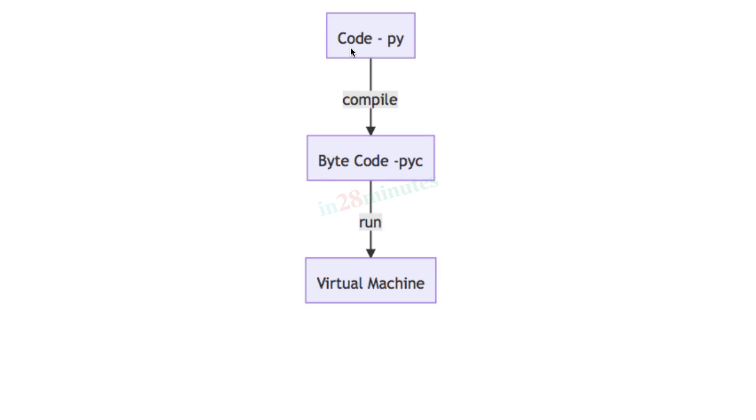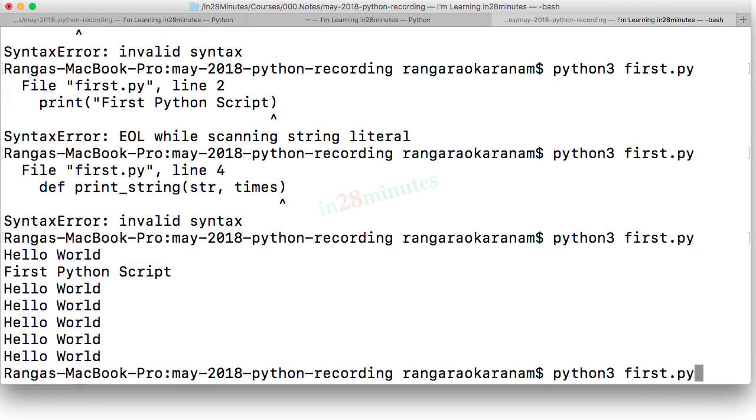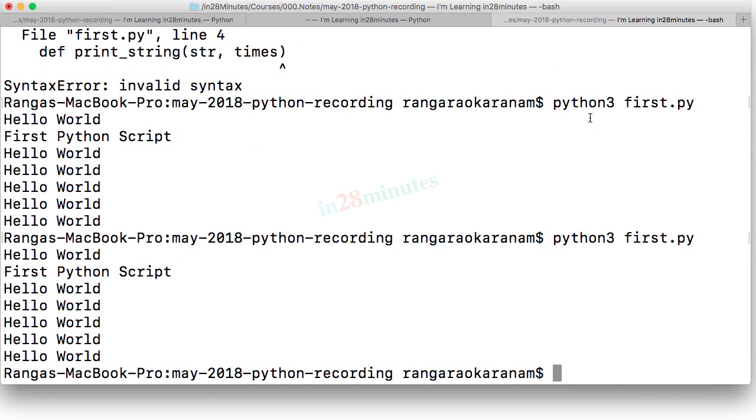So we wrote a simple piece of code using a text editor. It does not matter which text editor we used. Using some text editor, we created a py file. We created first.py file. And after that, all that we did was do python3 first.py.